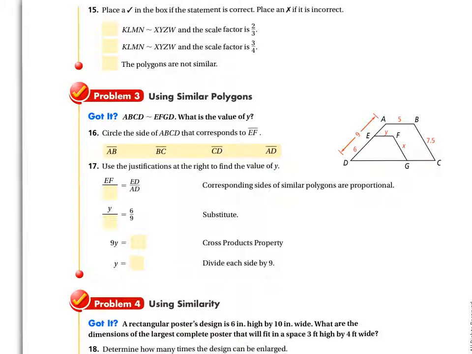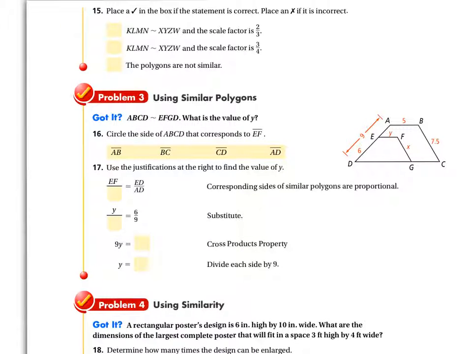All right, so look at question 15. We're going to place a check in the box if the statement is correct and place an X if it is incorrect. So they say that polygon KLMN, what's that squiggle mark mean? Similar to polygon XYZW, and the scale factor is 2/3. True or false? Are they similar? Did they meet the definition of being similar? No. So they are not similar.